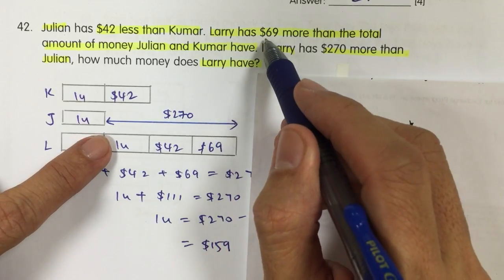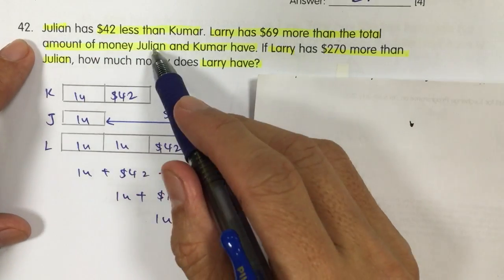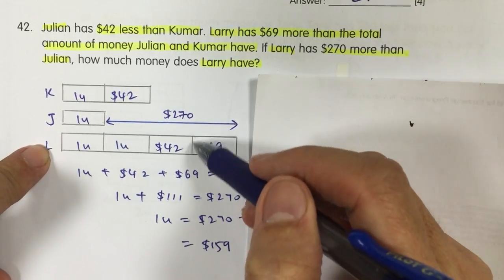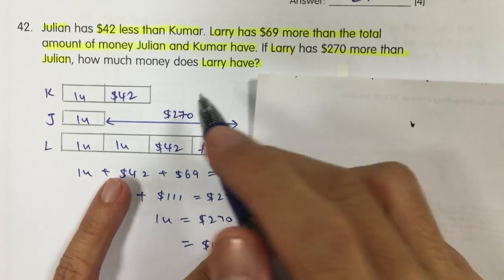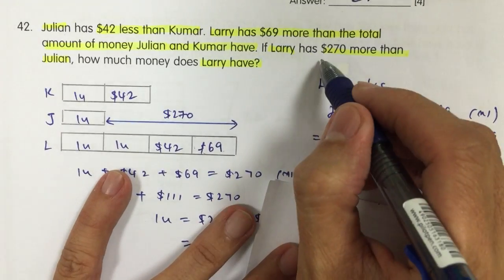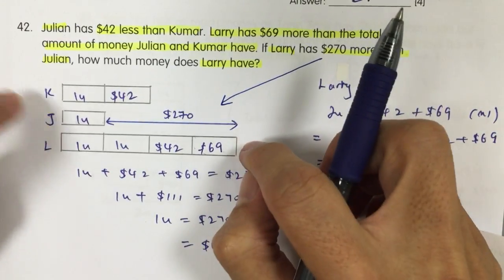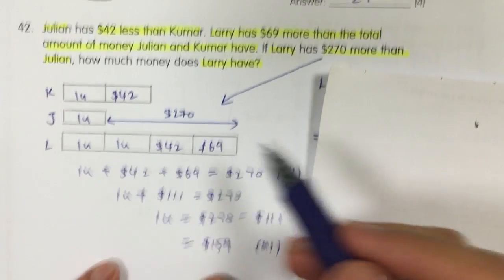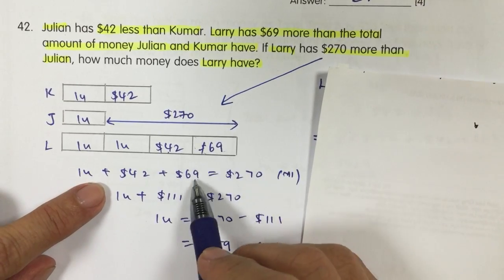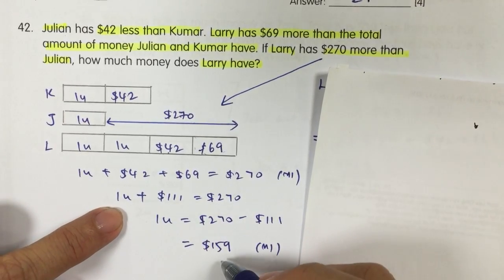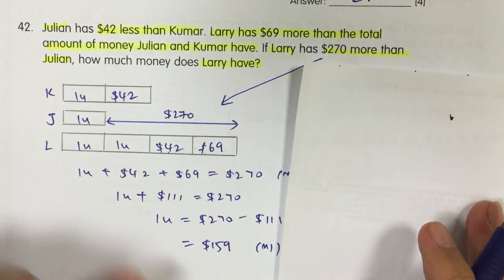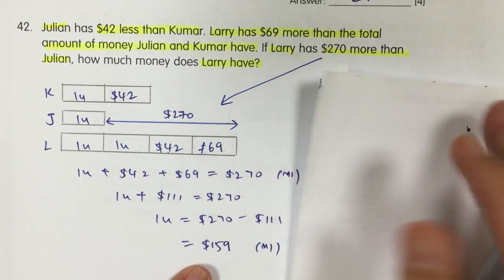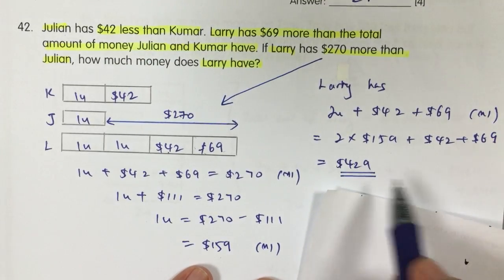No, Larry has $69 more than the total amount of Jillian and Kumar have. So Jillian and Kumar will have 2 units plus 42. So Larry has $69 more. And from here, the last statement: Larry has $270 more than Jillian. So 1 unit plus 42 plus 69 will give me 270. I can work out my 1 unit, $159. Then asked for Larry, Larry will have 2 times 159 plus 42 plus 69. Answer $429.